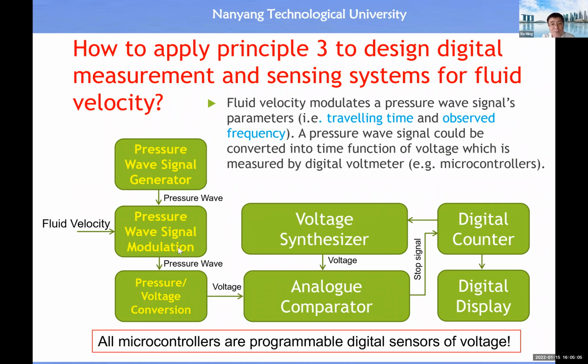Then with this modulation, we have a pressure wave, okay? This pressure wave could be converted directly into a sine wave of voltage. From the sine wave of voltage, we can determine either velocity or frequency. If we do a Fourier transform, then the output should be the frequency or the perceived frequency. All right, so this is a blueprint for us to follow.